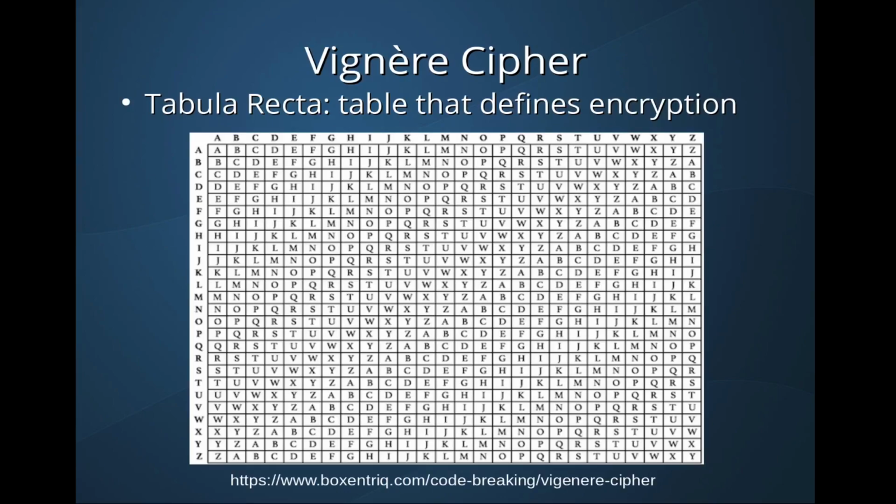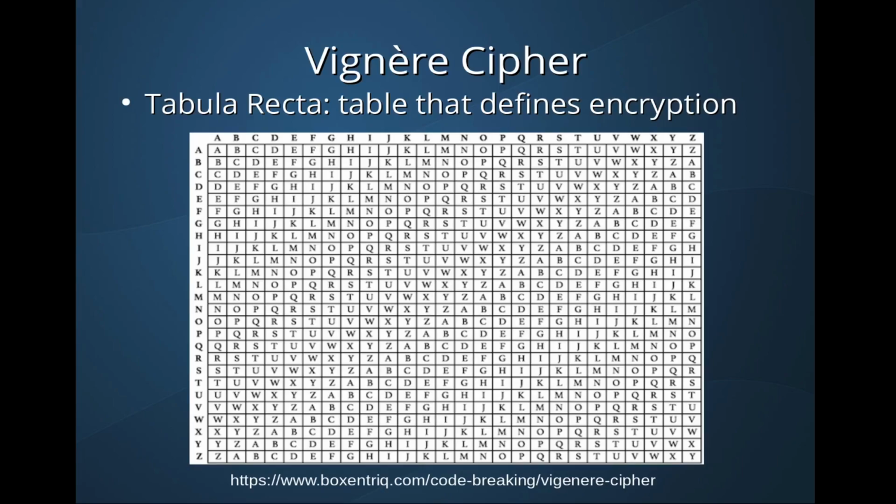The next level of encryption is something called the Vignere cipher, and this is a little bit more complicated. So this is defined in terms of something called a tabula recta, and that's a table that defines our encryption. And I've gotten this from the link here below. I hope you can see that. I recommend you check that out. It's a very good written description of the topic.